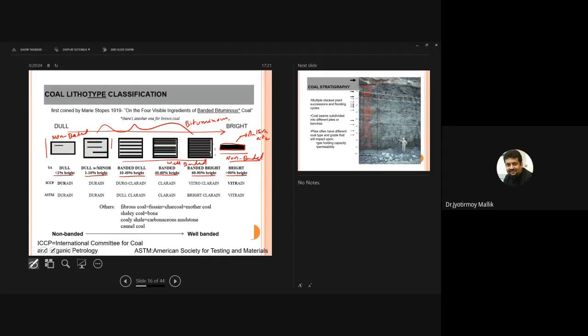They call this dull coal Duran. Both of them call it Duran. Dull minor is also called Duran. The one with the banded dull is called Duroclaren by both of them. The banded one is called Claren by both of them. The banded bright is called Vitroclaren by ICCP, and the same coal is called bright Claren by ASTM. And if it is completely bright, both of them call it Vitrine. Okay.